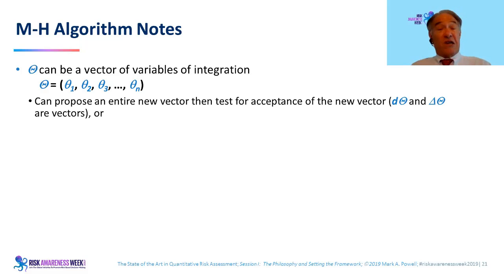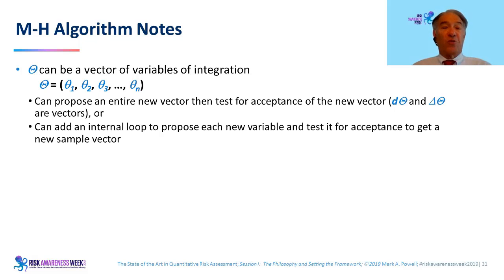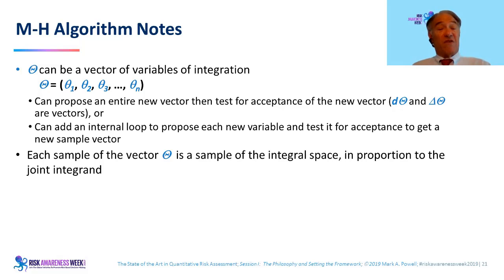We could propose an entire new vector at a time and test for acceptance of the new vector. In that case, our proposed step size is a vector, and our proposed change is a vector. Or we can add an internal loop to propose each new variable one at a time and test it for acceptance to get a new sample vector. Each sample of the vector is a sample of the integral space, regardless of how you get it, in proportion to the joint integrand. So when you get enough samples, you can calculate the integral.